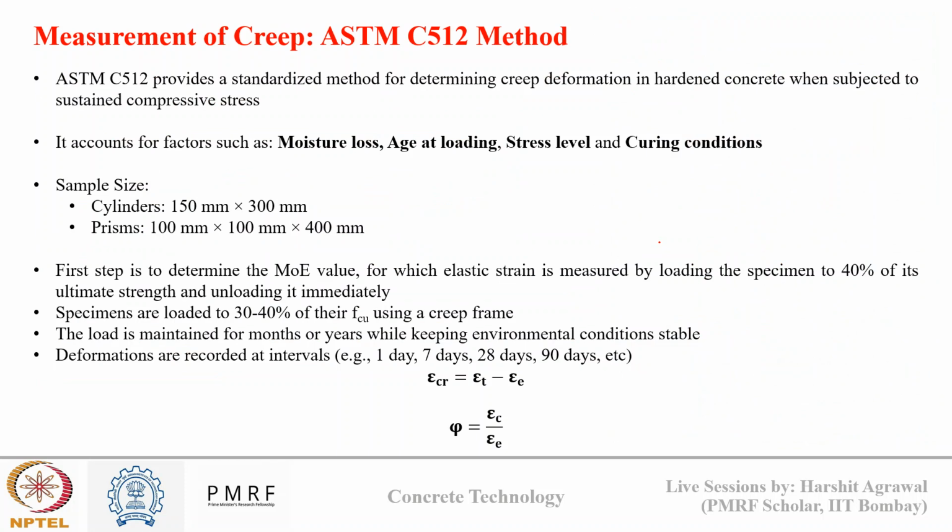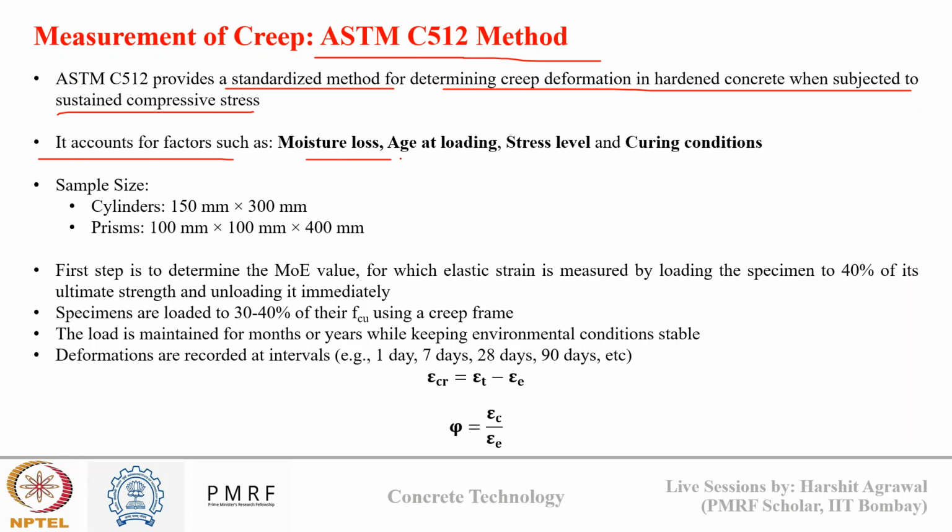We have seen the ACI method and the British standard method. Now after prediction comes the measurement of creep. So what measurement can we perform using the ASTM C512 method? This method provides a standardized method for determining creep deformation in hardened concrete when subjected to sustained compressive stress, and it accounts for factors such as moisture loss, age of loading, stress level, and the curing condition. According to this code, my sample should be either a cylinder of 150 by 300 dimension, or a prism of 100 by 100 by 400.